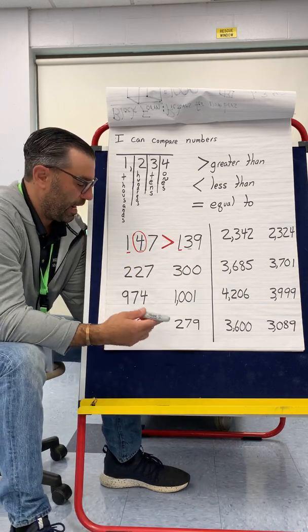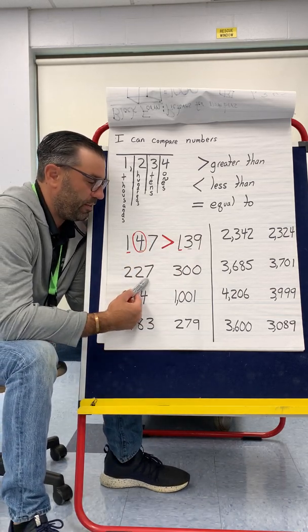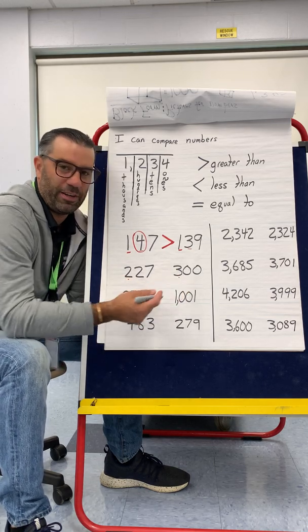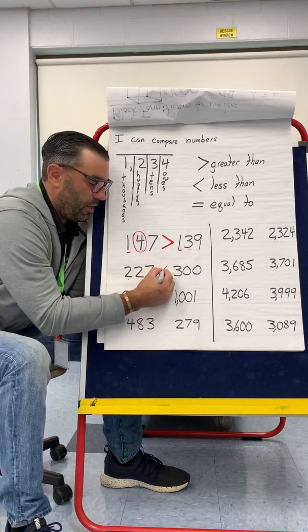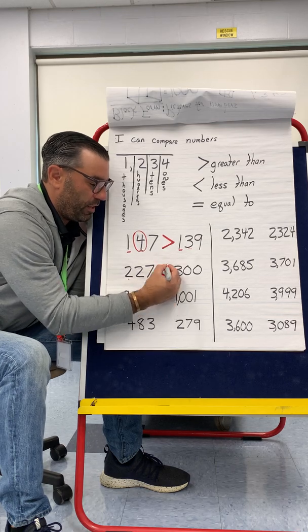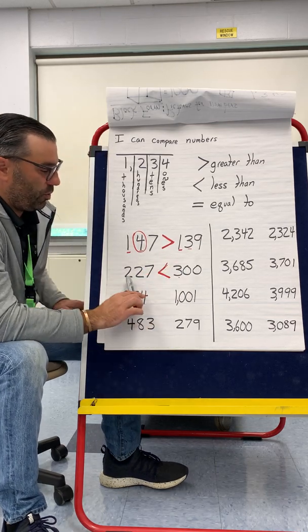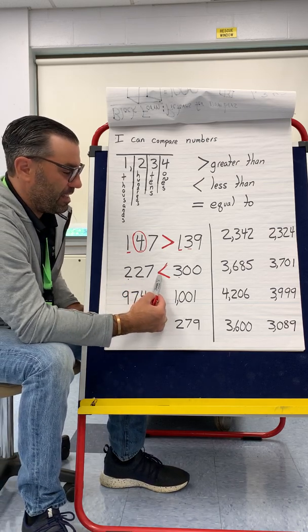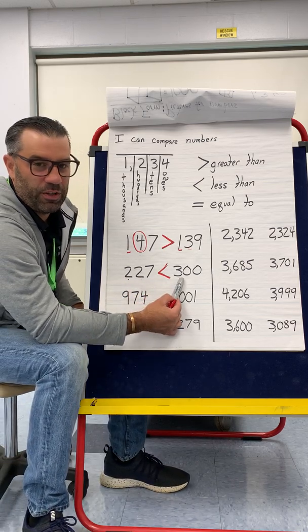Okay. So check it out. I have 227 or 300. So start with the hundreds. 200, 300. That's it. It's over, right? 300 is bigger than any number that's 200. So 227, the way you would read this, 227 is less than 300. Okay?